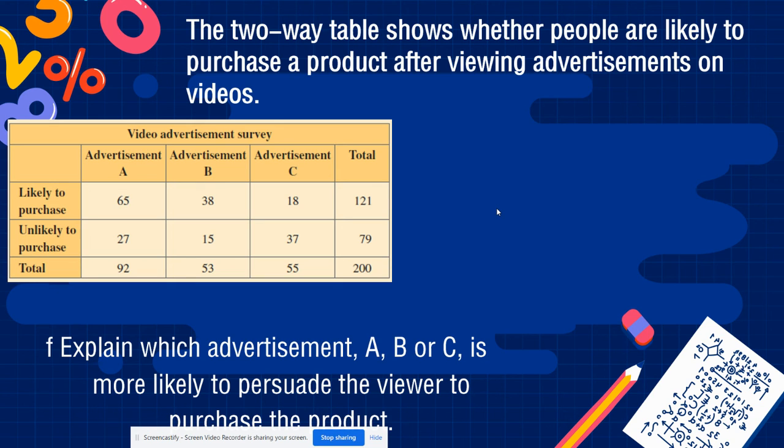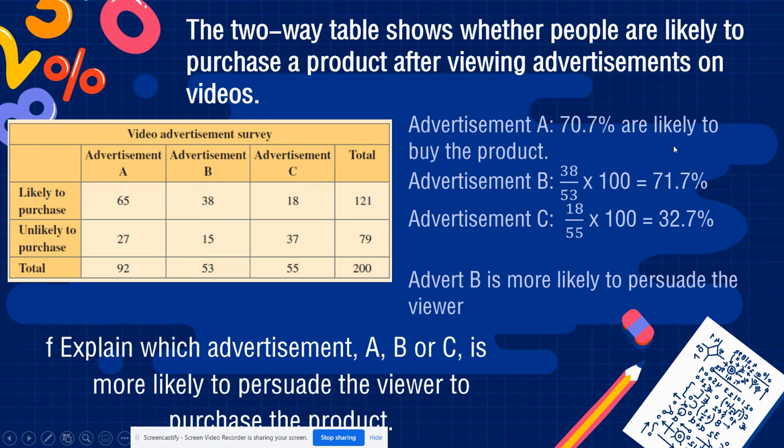Explain which advertisement, A, B, or C, is more likely to persuade the viewer to purchase the product. So if you have a look, you can see that we need to work out the percentages because the totals are all different. So we don't know which was actually a higher proportion. So let's have a look. Advertisement A, we know was 70.7. Advertisement B, we go 38 divided by 53 because those are the ones who are likely to purchase, and we get 71.7. And advertisement C, we got 18 over 55, which gives us 32%. So actually, advert B is the one that likely persuades the viewer. All right, go ahead and try that for me.